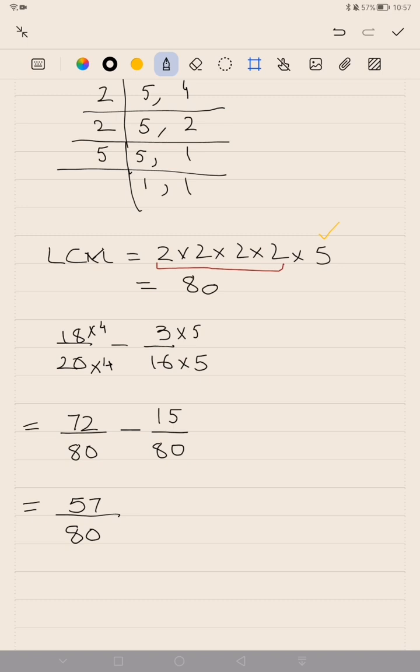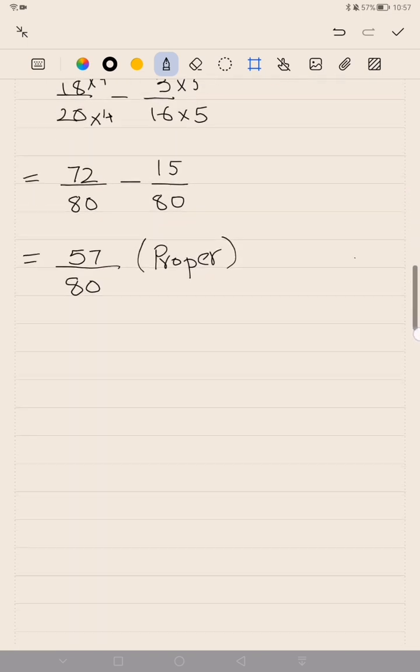Now we cannot simplify 57 and 80. They do not have any common factor. And if you notice, it is a proper fraction: the numerator 57 is smaller and the denominator 80 is bigger. So we cannot change it into a mixed fraction either. So this is our final answer, 57 over 80.